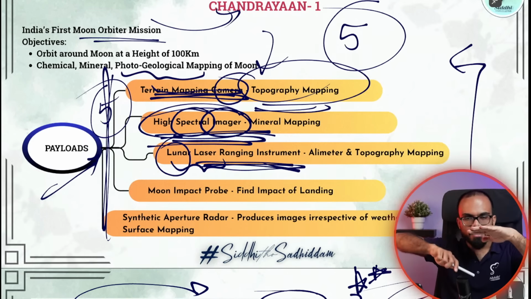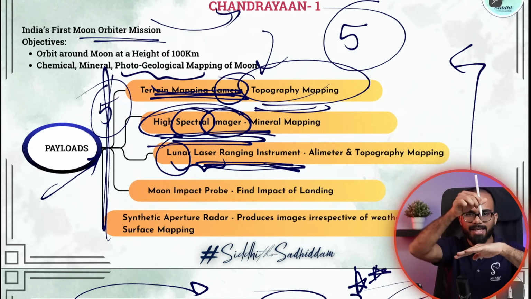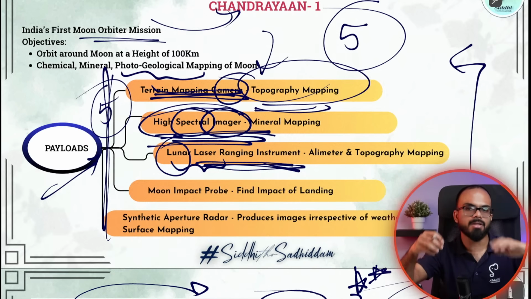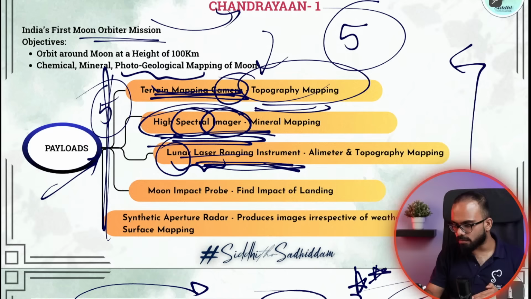At this point I have 3000-meter elevation. To do this, there is one more payload which uses a laser. You send a laser, just like a sonar, where you are using a sonar to understand the bottom of the ocean. Similarly, you send a laser, you will understand the height. So such an instrument is called the lunar laser ranging instrument.